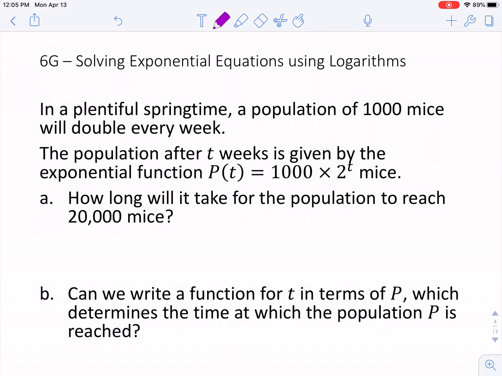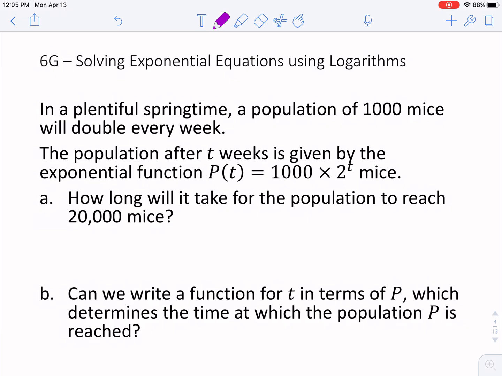Now, we've looked at equations like this, and I've asked you to solve equations like this, and you've used technology to solve them. Most of you needed to use some sort of graphing technology. Now that we've actually studied logarithms, we can look at these from a logarithmic standpoint. So, taking our function p of t equals 1,000 times 2 to the t, how long will it take for the population to reach 20,000?